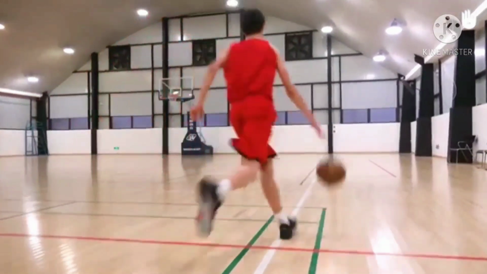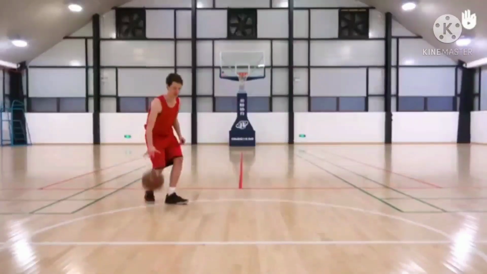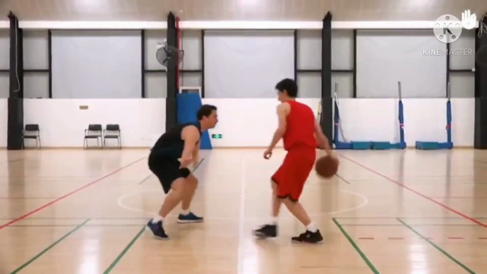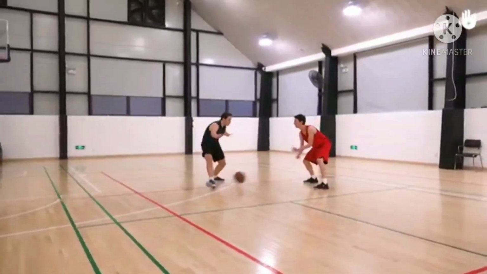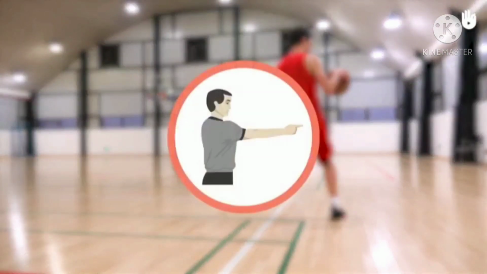In this video, you will learn the different violations in basketball. Violations are infringements of the rules that are penalized with a turnover. During a game, the referee can call different types of violation. The first type of violation is when the ball goes out of bounds.